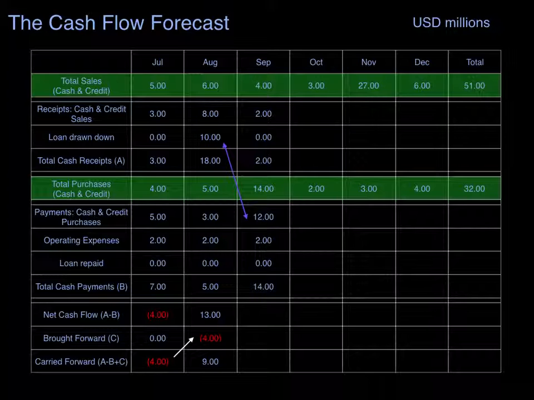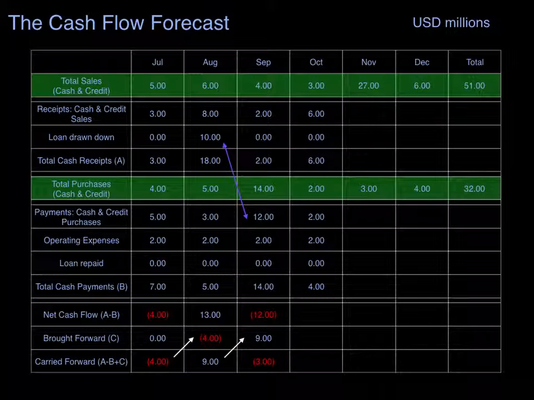With the large outward cash flow in September, net cash flow, A minus B, has become negative at minus $12 million. We have a credit balance of $9 million to bring forward from August, but that will still leave us with an overdraft of $3 million to agree with the bank for the end of September.